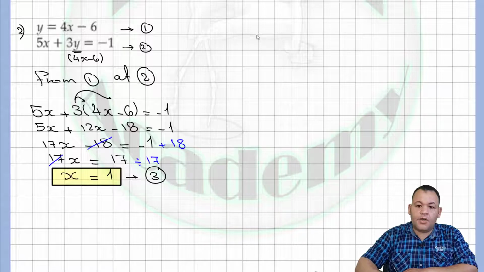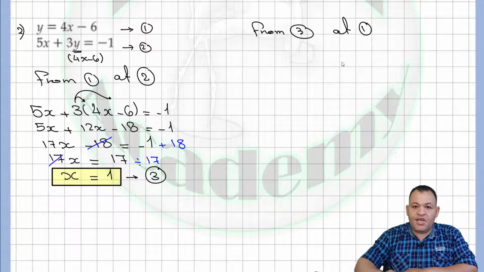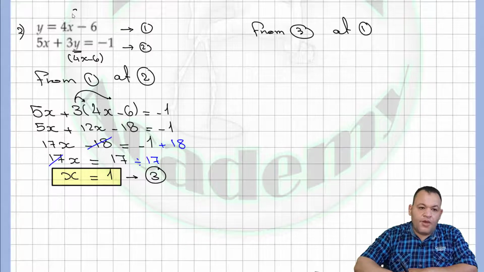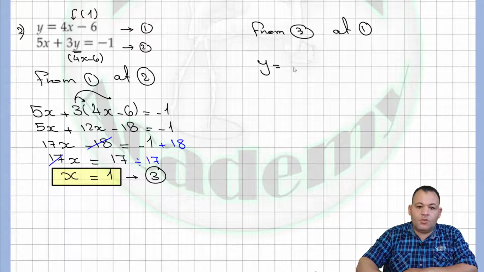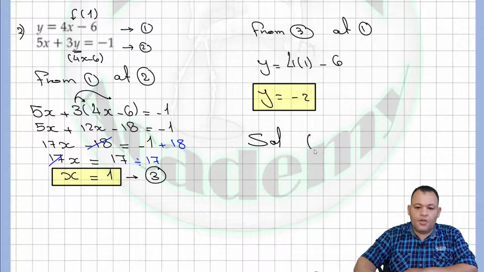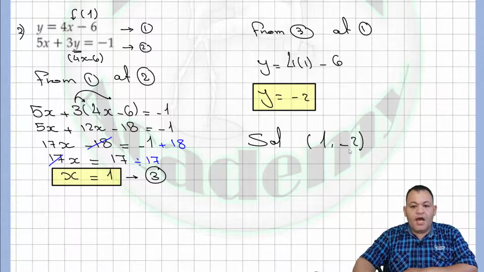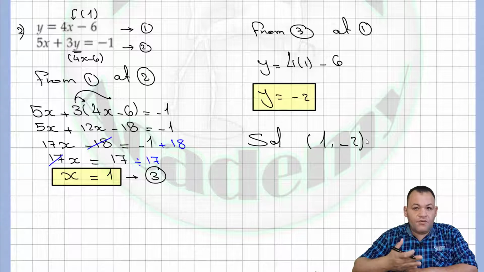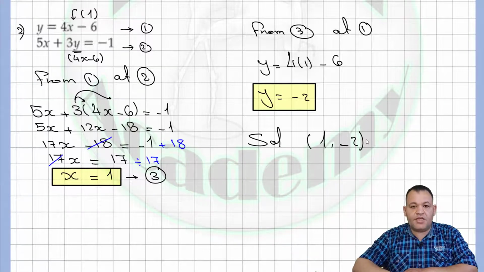As we did before, from equation number 3 to 1. What is the meaning of from equation number 3 to 1? It means in equation number 1, replace each x with 1. So it will be y equals 4 multiplied by 1 minus 6. Now we have y equals 4 minus 6 equals negative 2. And that's the value of y. So we can say the solution will be the ordered pair 1 and negative 2. It means if you replace x with 1 and y with negative 2, you will find that the left-hand side is equal to the right-hand side.